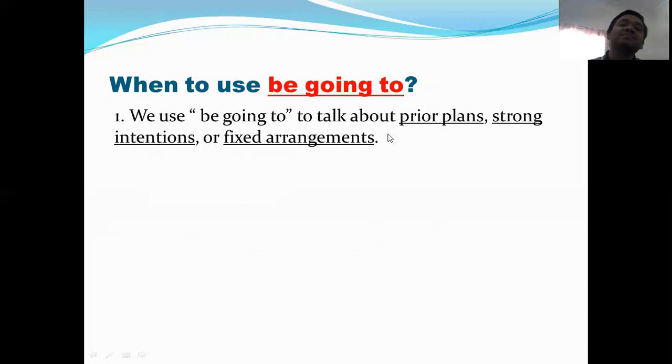That's the difference between will and be going to. Be going to talks about prior plans, so you have already planned the action ahead of time. Strong intentions, what does it mean? You really want to do that by hook or by crook. You are going to do it. And fixed arrangements will never be changed, or there is only a minimal chance of changing it. So that's when we use be going to.